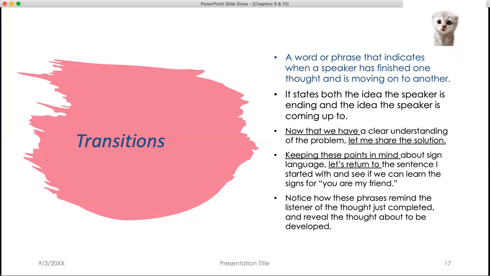So the underlined sections show that they are finishing one thought and what they're going to be discussing in the next thought. Keeping these points in mind about sign language, let's return to the sentence I started with and see if we can learn the signs for "you are my friend." So notice how these phrases remind the listener of the thought that just completed and reveal the thought about to be developed.